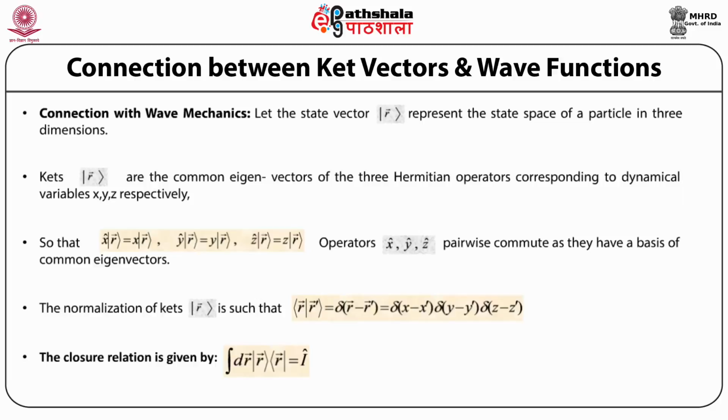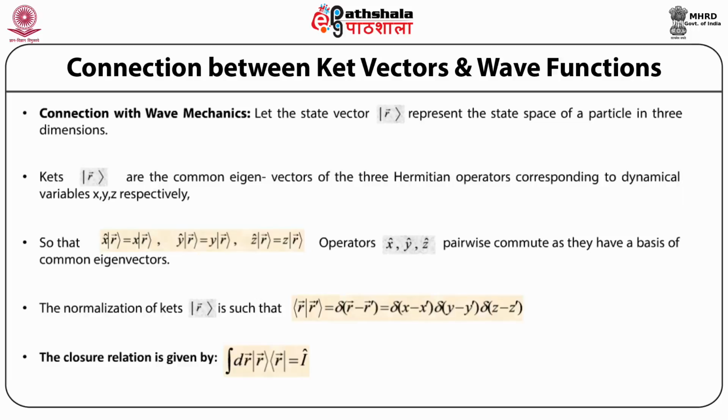Now, the set of ket vectors r are the common eigenvectors of the 3 Hermitian operators, that is, the operator x, the operator y, and the operator z, which correspond to the dynamical variables x, y, and z respectively. So, what we can understand is that for each of the eigenvectors r, there are 3 Hermitian operators that correspond to the dynamical variables x, y, and z.